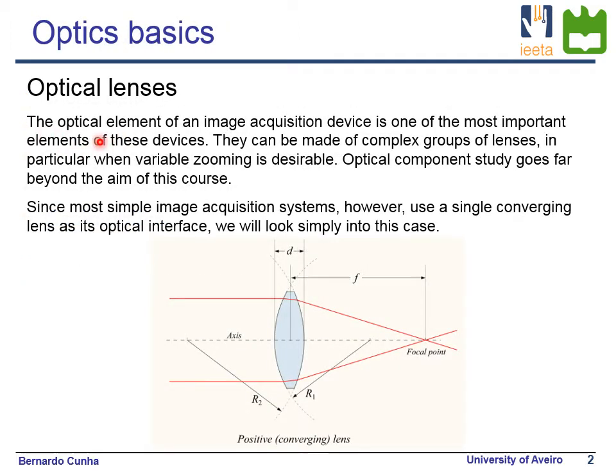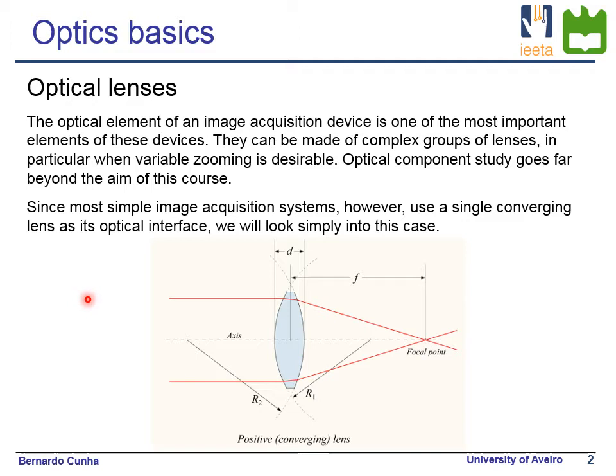So as I said, the optical element of an image acquisition device is certainly one of the most important elements of those devices. Of course, we cannot underestimate the sensor, the color filters, the image pipeline, etc. But this is one of the critical in terms of quality of the image that we can obtain.